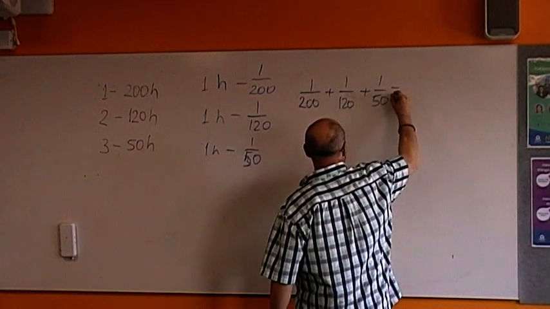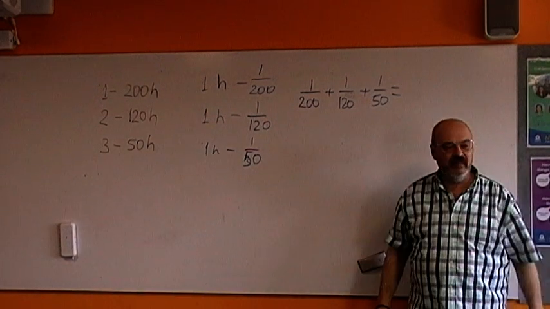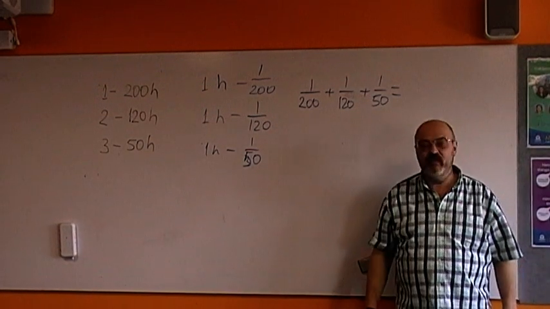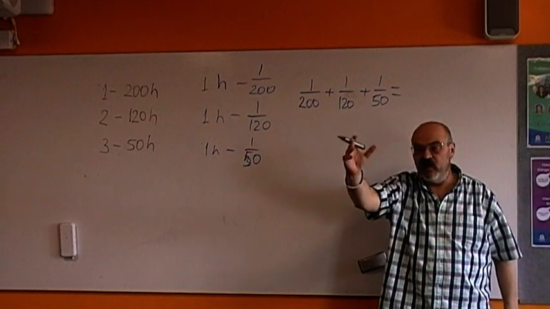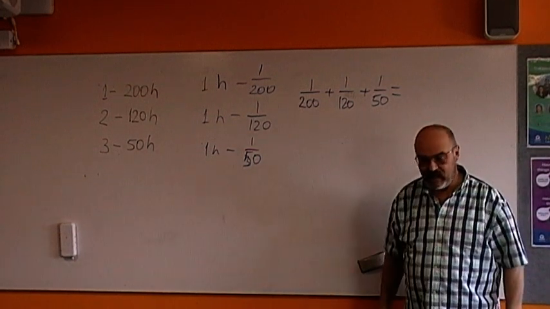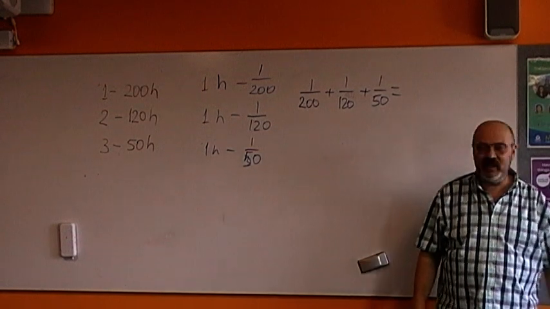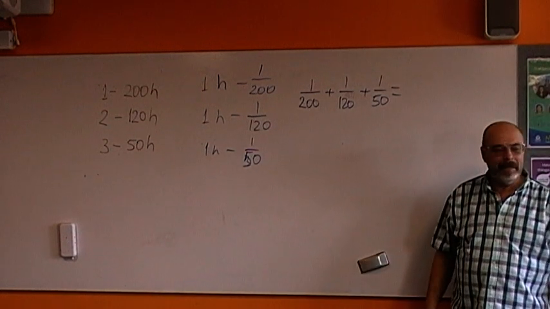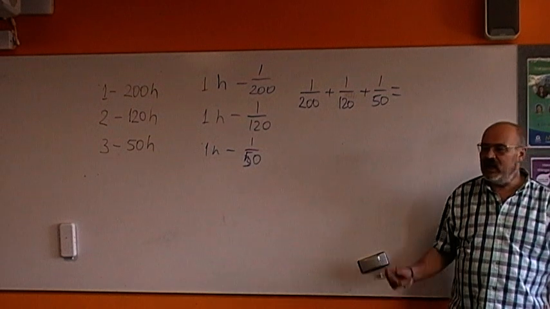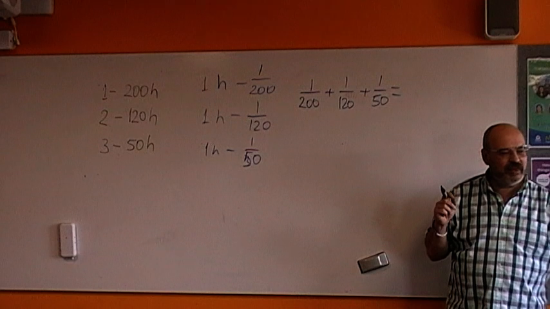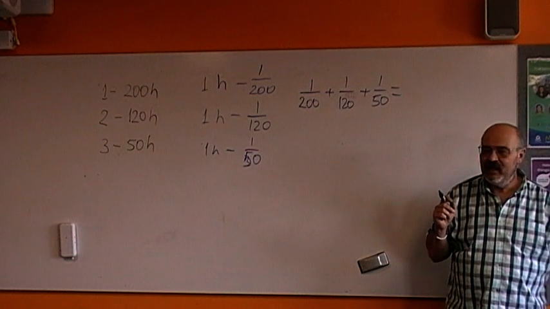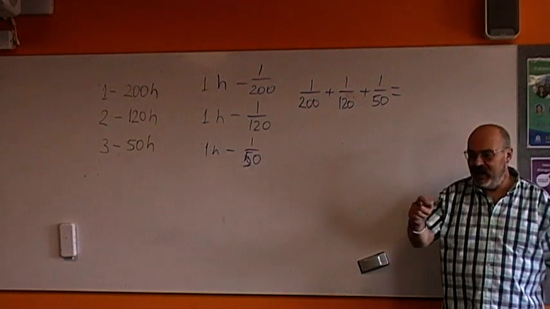What do we need to do to add those fractions? Find the common denominator. To do that, we need to find the lowest common multiple. How do we find the lowest common multiple of 3 numbers? What's the easiest way? Which multiples will we write? The biggest number first.